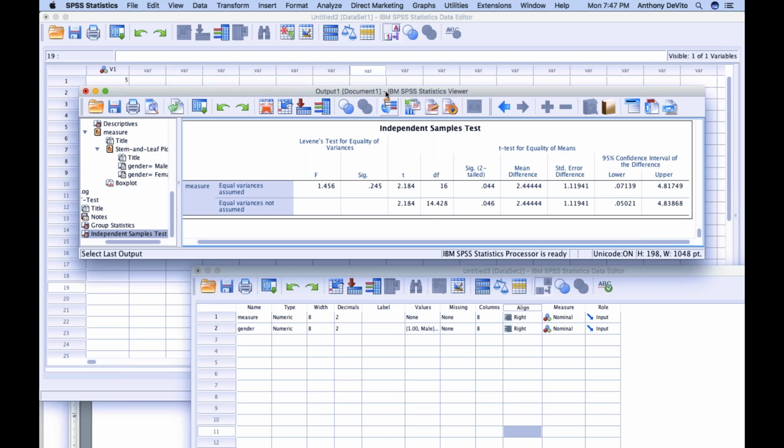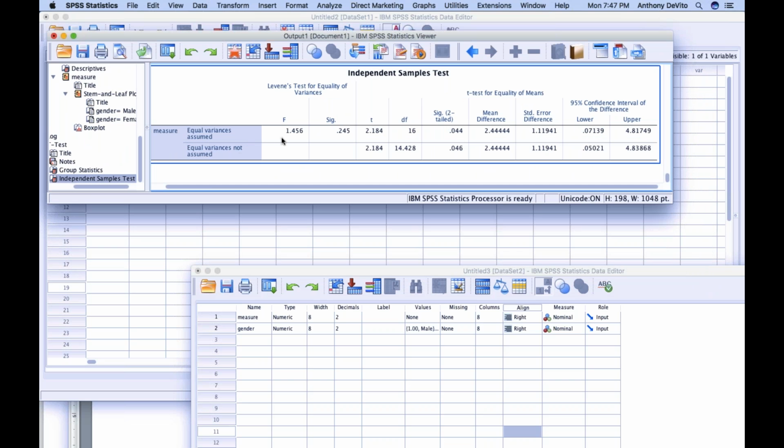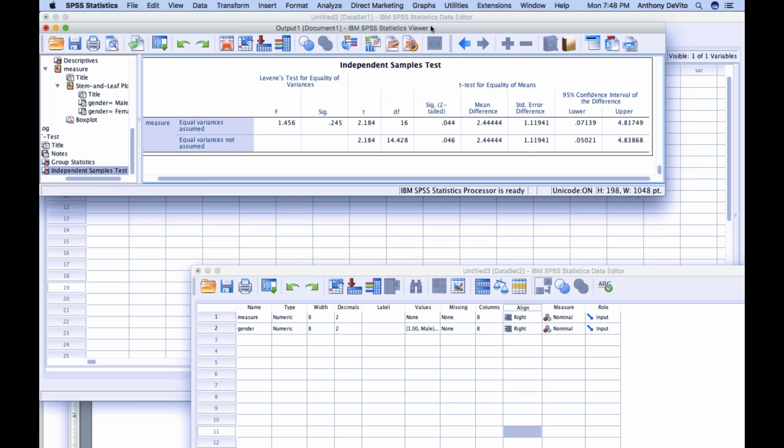Well, what SPSS actually does is it calculates the t-score twice. The first time, it assumes equal variance in the two groups. It combines them to get a single variance that it can use to calculate the standard error. Or it doesn't assume that they're equal and calculates it that way.